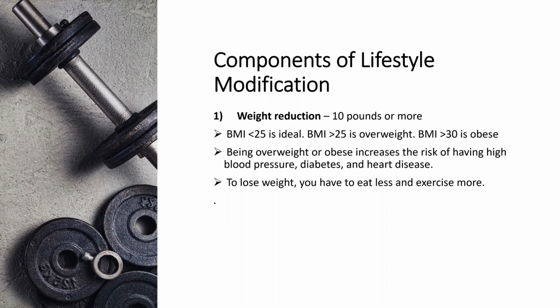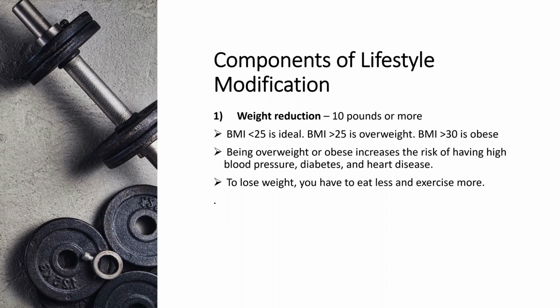It can be calculated using a calculator, or it's the body weight in kilograms divided by height in meters squared. So the normal BMI is less than 25. If your BMI is more than 25, you are overweight. If it is more than 30, it is considered obese. Being overweight and being obese increases the risk of having high blood pressure, the risk of getting diabetes, and the risk of getting heart disease like heart attacks.